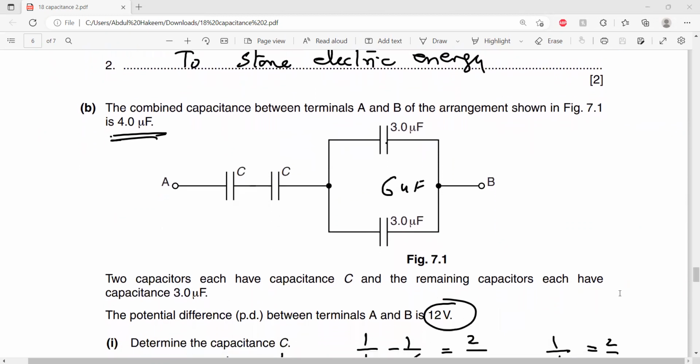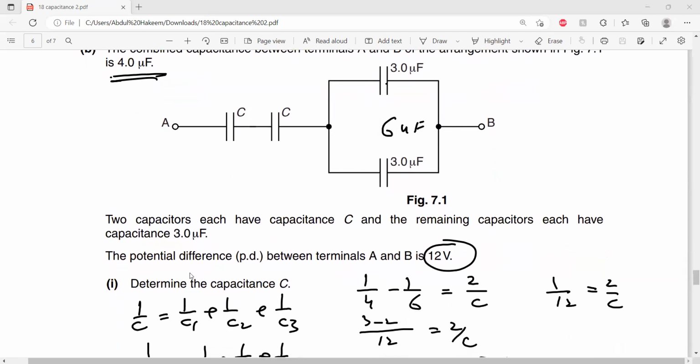Now the next: the combined capacitance between terminals A and B of the arrangement shown in the figure is 4 microfarad. Total capacitance of these is given as 4. 2 capacitors each have capacitance C, and the remaining capacitors each have capacitance 3 microfarad. So these 3 in parallel become 6. So this combination 6, this C and C are connected in series.